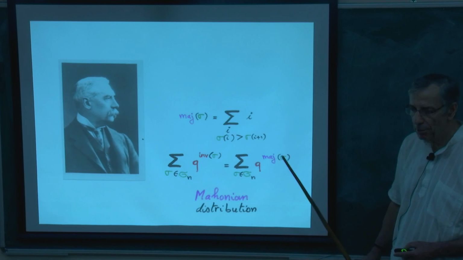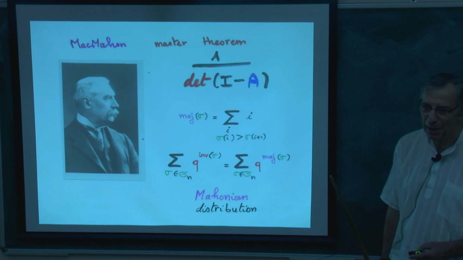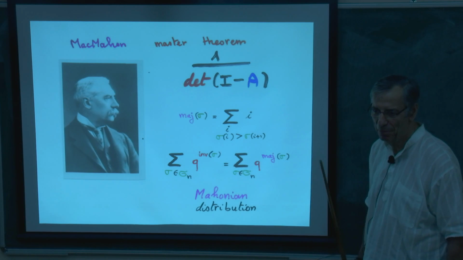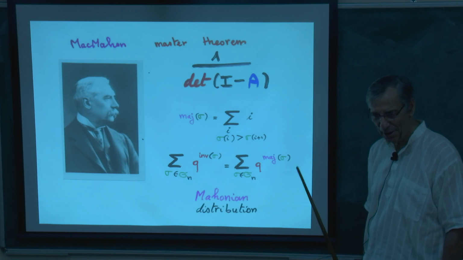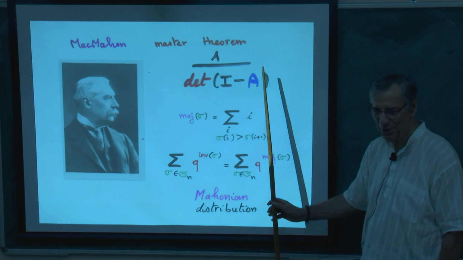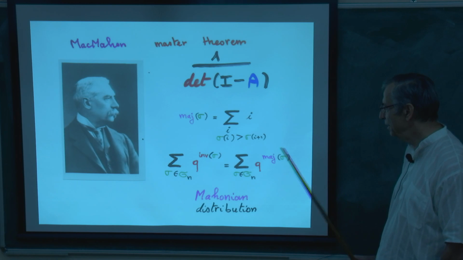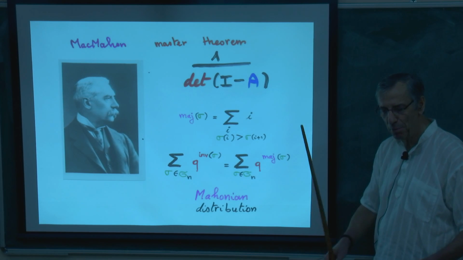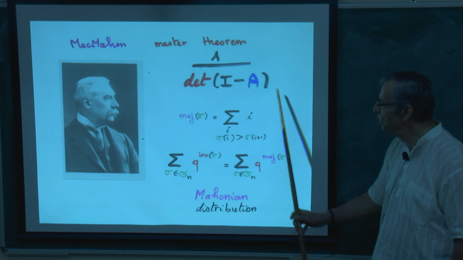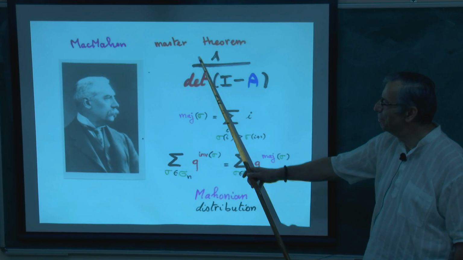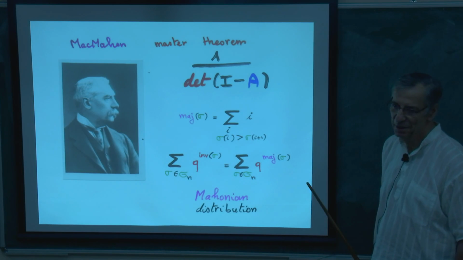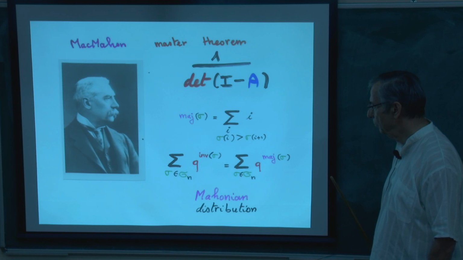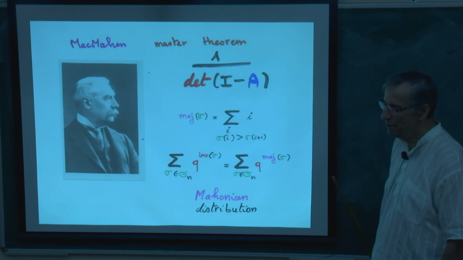In fact, McMahon is famous also for his McMahon master theorem, which interprets the inverse of a determinant. So we will see in the class on heaps of cycles that there is a nice interpretation with heaps of cycles. And in fact, he proved this identity in the general case of not only permutations, but words with repetition of letters. And he used his McMahon master theorem to prove the equality of the two distributions in the general case of words with repetition of letters.